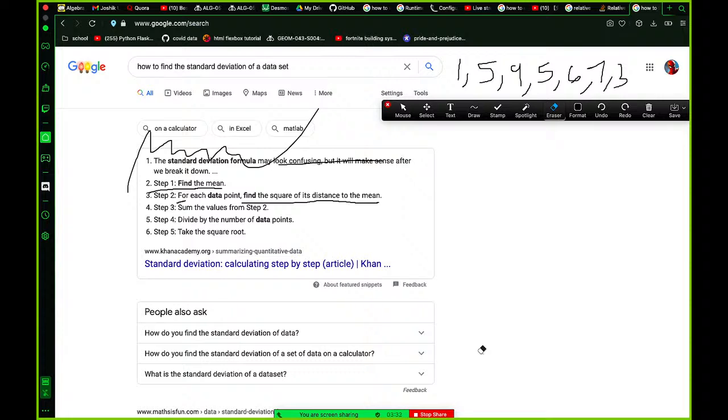So let's first find the mean. So 1 plus 5, that's 6. 6 plus 9, that's 15. 15 plus 5 is 20. Then 26, and then 33, and then 36. So yeah, that's what you have.